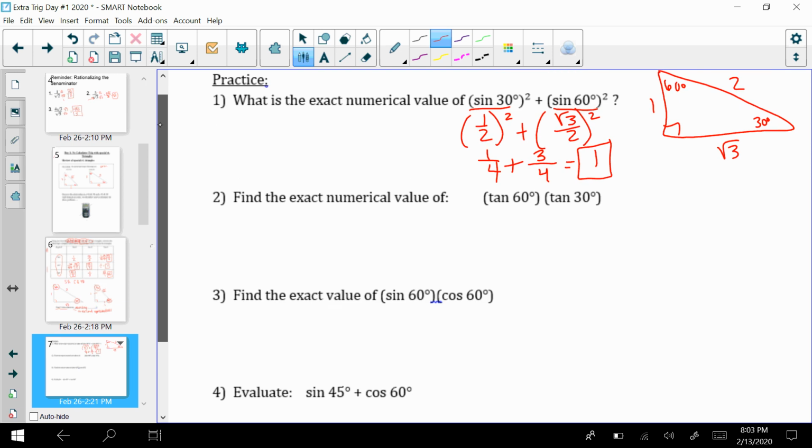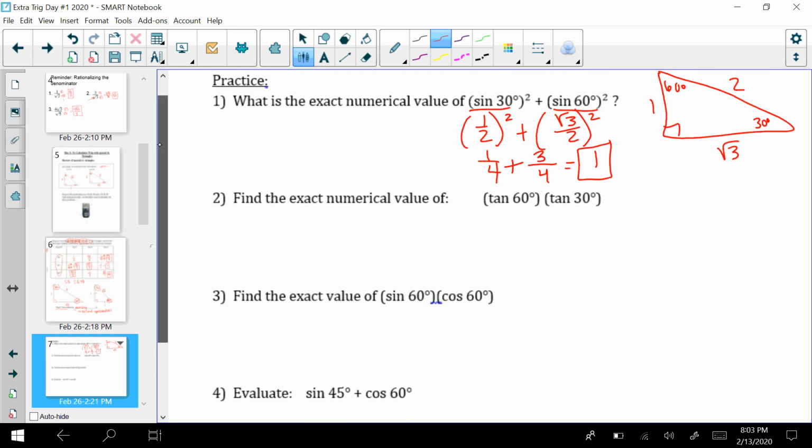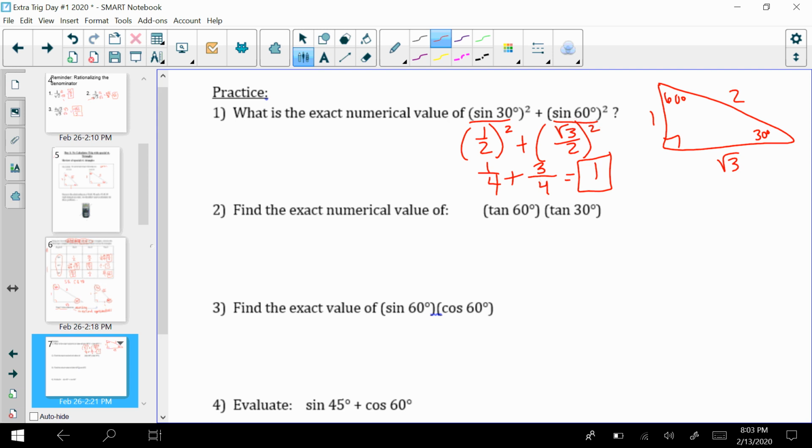Okay, the next one's still using 30, 60, 90. So tangent of 60 looks like it is radical 3 over 1, which is just radical 3. I can put it over 1 for now. And the tangent of 30 is 1 over radical 3. Now, I know that we'd have to rationalize this, but right now, I'm just going to leave it as is because it's not my final answer yet. I'm going to multiply these first.